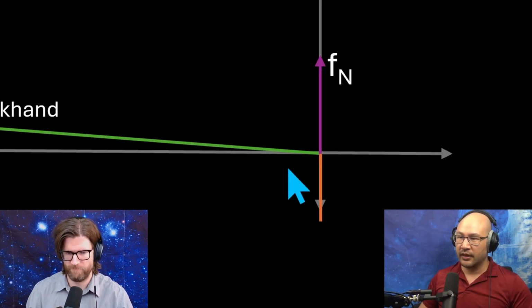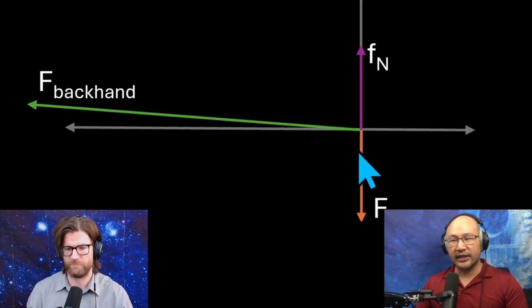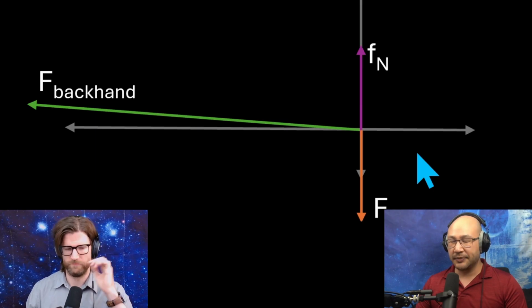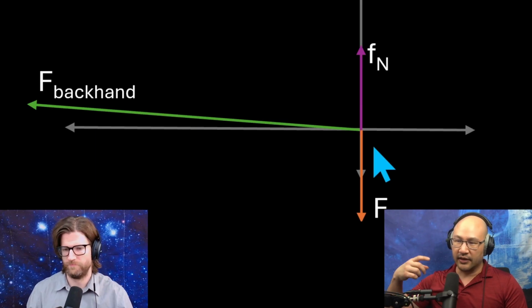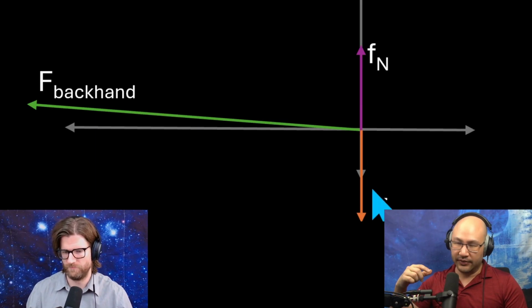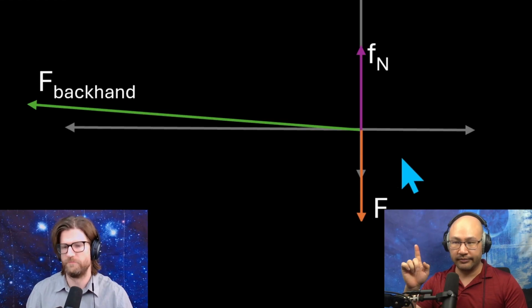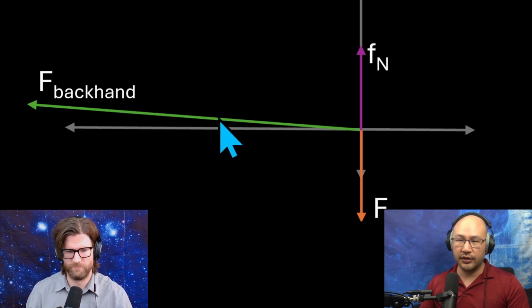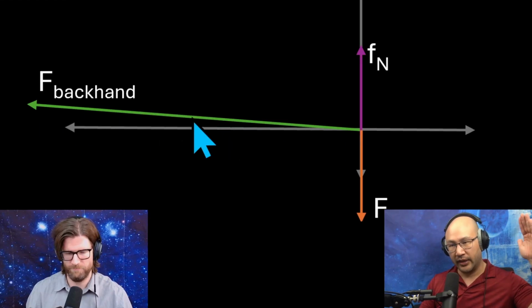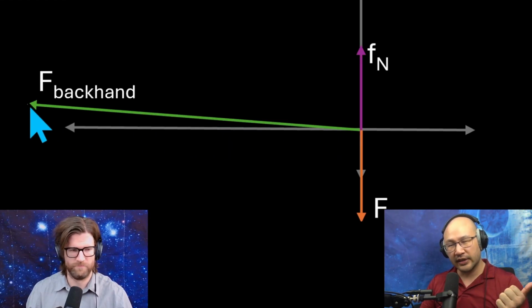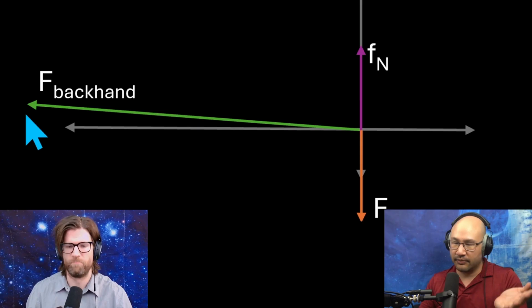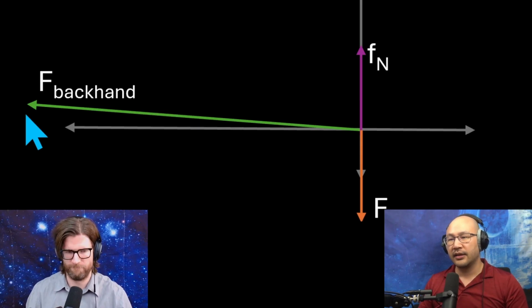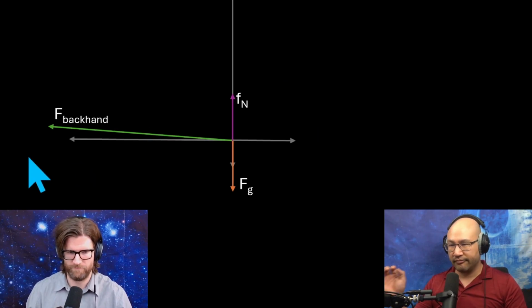Free body diagram. This is the trooper standing still. You get gravity pulling down, so that's Fg pointing down. You get the normal force from the ground supporting him, so he's not accelerating up and down. And then you get this huge F backhand, this slap. It's largely to the left. It's a little bit up because we do see him get picked up off the ground. Okay, free body diagram complete.